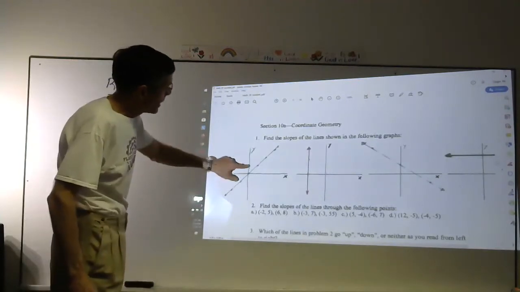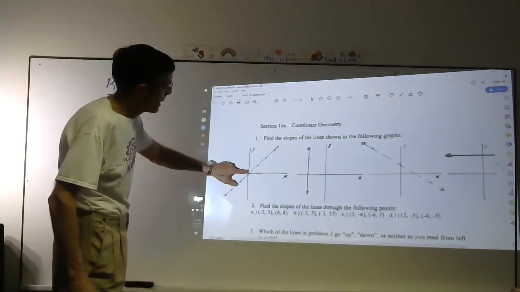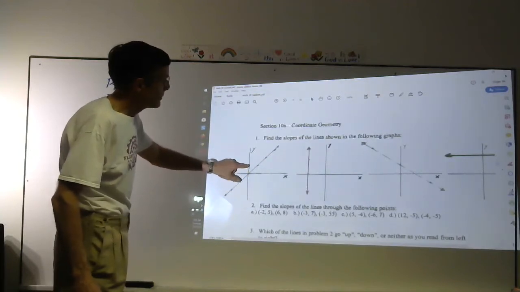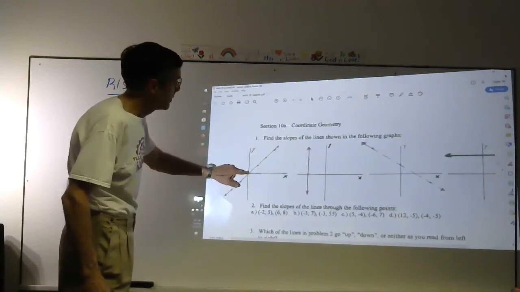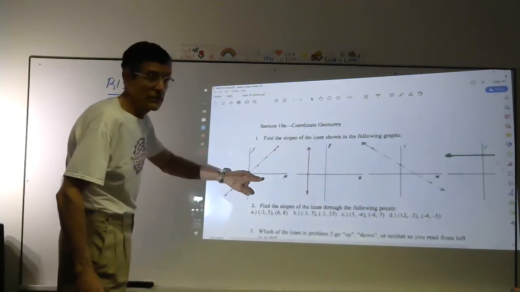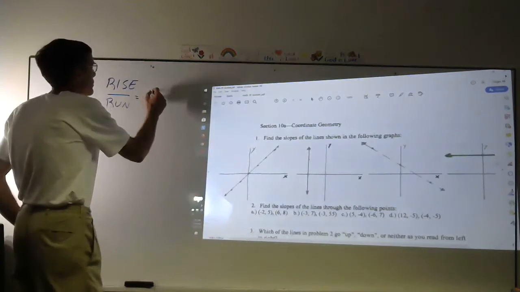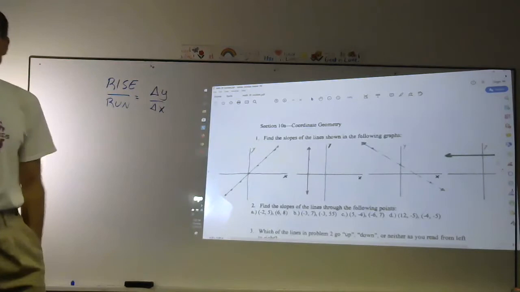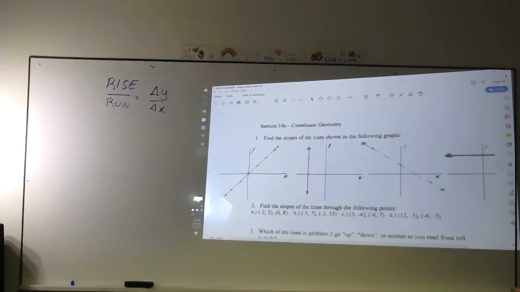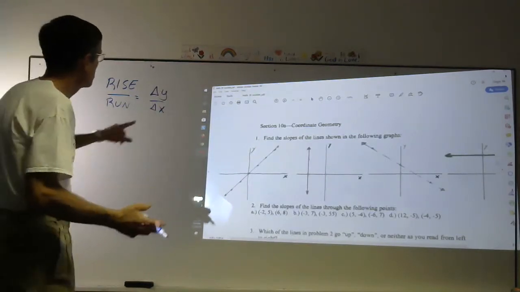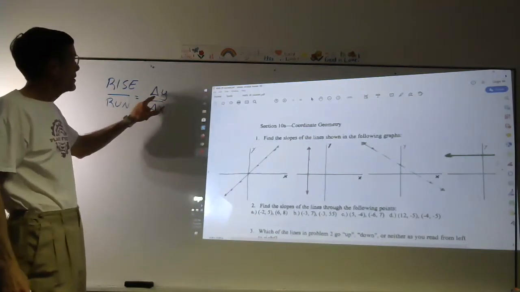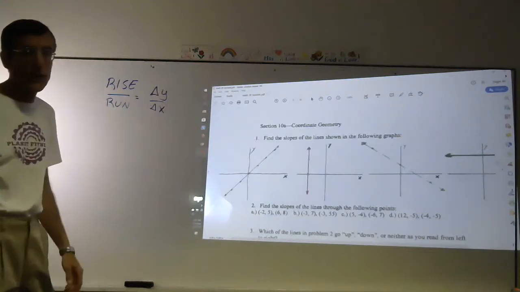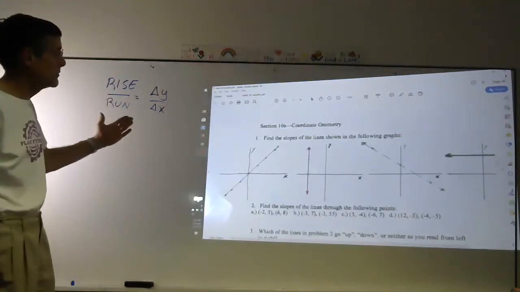When you do the rise, the y values change. When you do the rise, the x values don't change at all. But when you do the run, the x values change. So another way to do slope is delta y over delta x. Delta is a Greek letter that mathematicians use to write change in. So we want the change in the y values over the change in the x values. Okay, that's the same as rise over run.